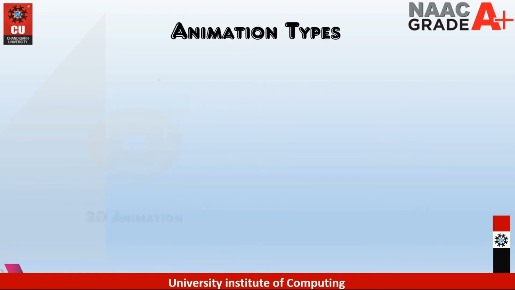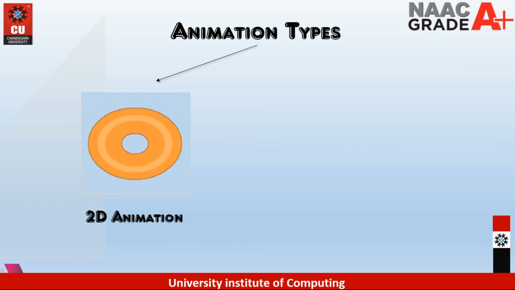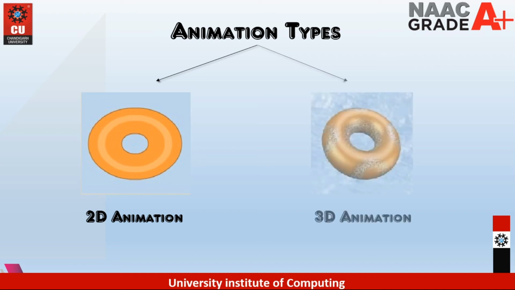Animation is of two types. The first one is 2D, which is two-dimensional animation. It consists of X and Y axes, which are expressed as width and height in the animation field. Another one is 3D animation, which is three-dimensional animation. It consists of X, Y, as well as Z axes, which are expressed as width, height, and depth in the animation field.